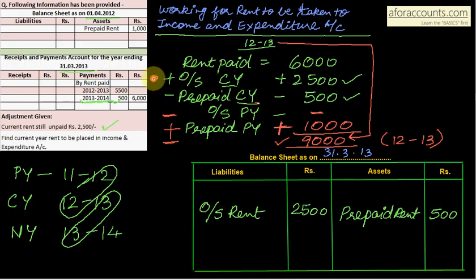Only the current year items have to be taken to the balance sheet. Outstanding rent is my liability, so outstanding rent is placed here, and prepaid rent is my asset, so prepaid rent is in the asset column. So this is done. Let's take the next question.